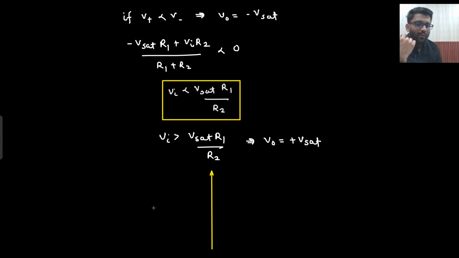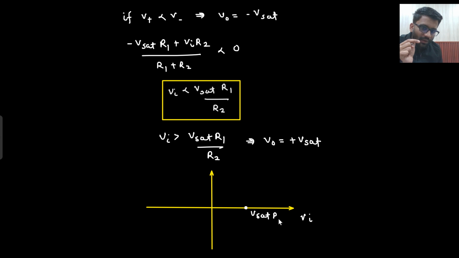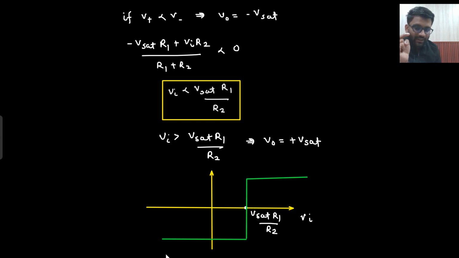Initially, I assumed my output to be minus V set. If I assume my output to be minus V set, that means my input should have been lesser than this particular quantity, which is this one, V set into R1 by R2. But after this particular value, my output would have been plus V set. So I started from here. I was happy with minus V set.